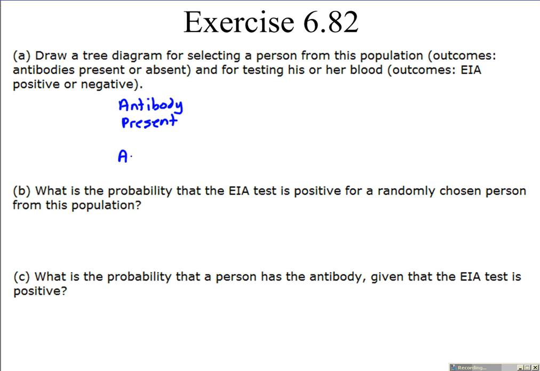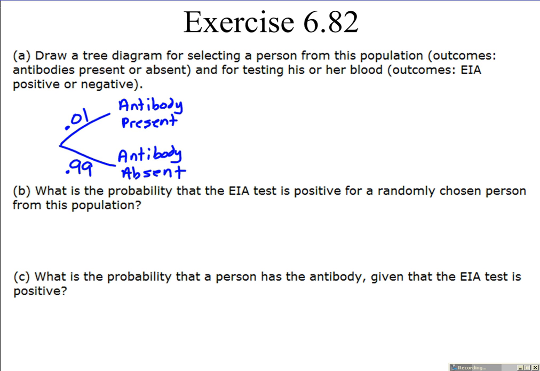or the antibody is absent. And in this case, the probability that it is present is 0.01. Probability it's absent is 0.99.